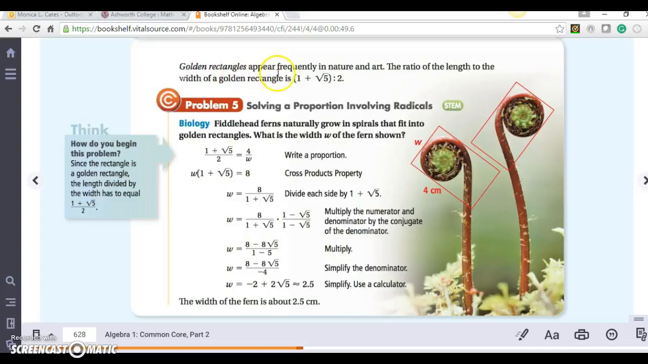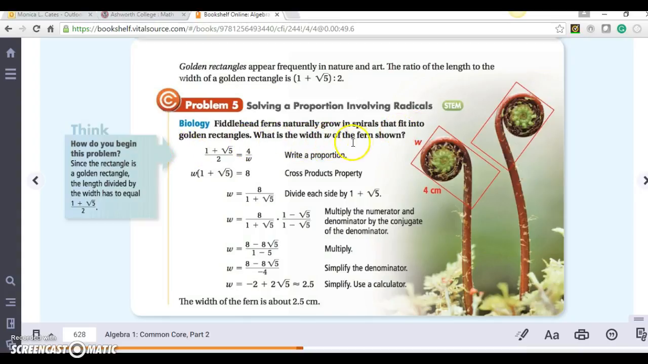Golden rectangles appear frequently in nature and art. The ratio of the length to the width of a golden rectangle is (1 plus the square root of 5) to 2. Solving a proportion using radicals. Fiddlehead ferns naturally grow in spirals that fit into golden rectangles.